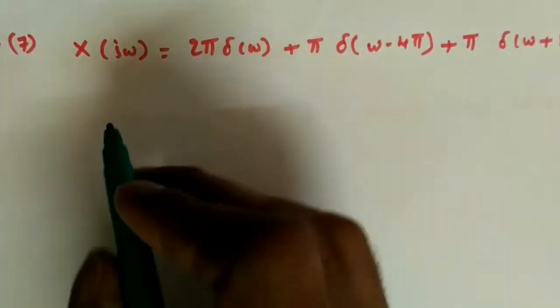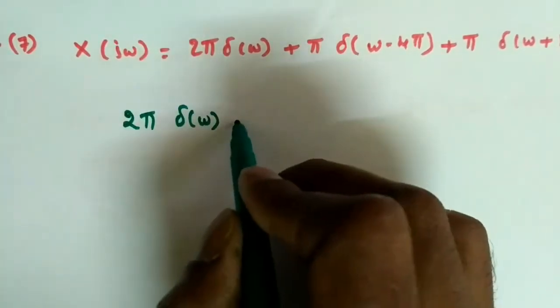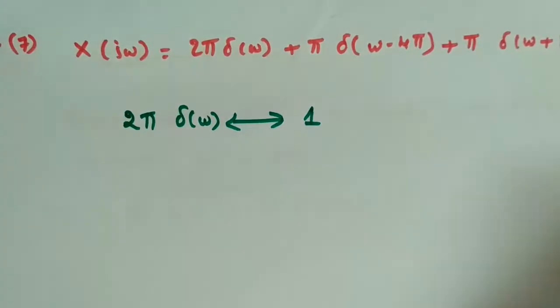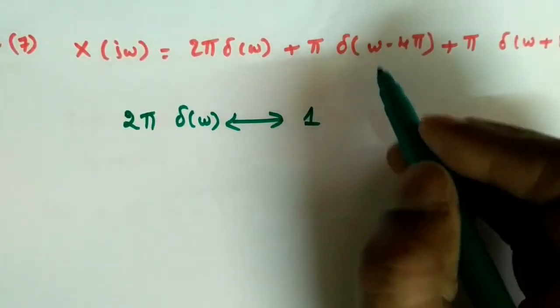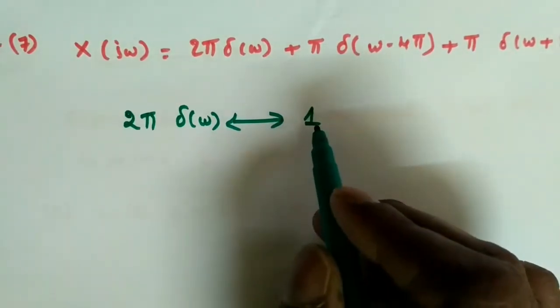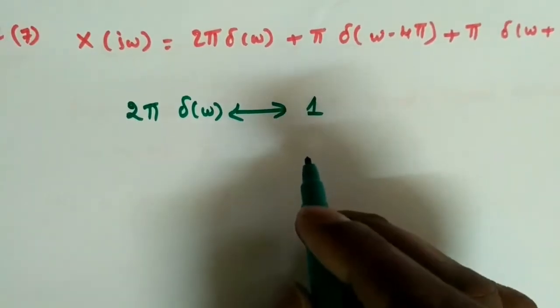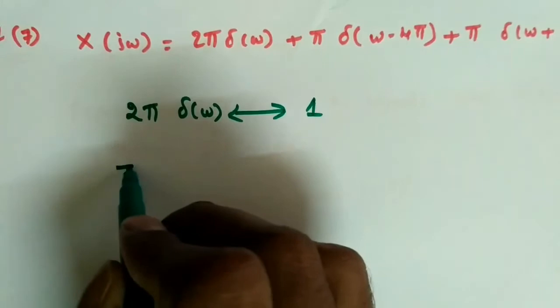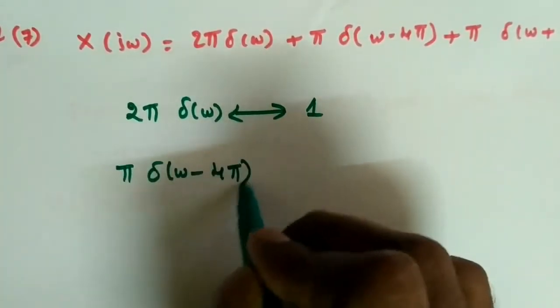Now we know that the inverse Fourier transform of 2 pi del omega is nothing but 1 only, right? Now what happens when there is a shift in the frequency domain? It will be multiplied with e power j omega naught t in the time domain, right? So 2 pi del omega is okay, fine. Next, pi into del of omega minus 4 pi, right?